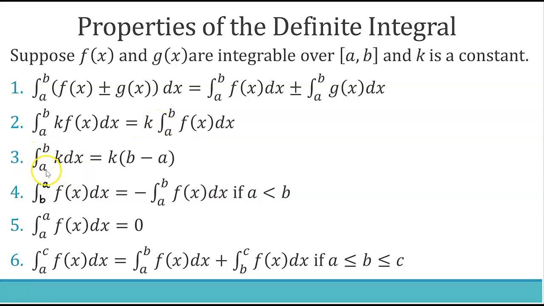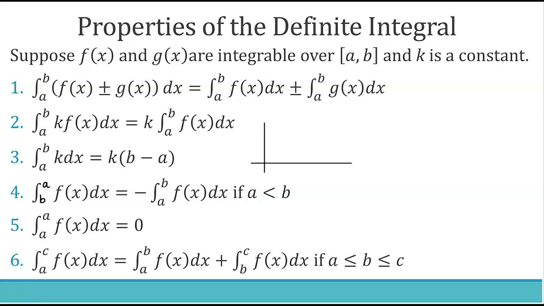Number 3 tells us that the integral from a to b of a constant, just completely by itself, dx, is equal to this formula here, k times b minus a. So we're subtracting those limits of integration times k. I like to just show graphically what this represents, because it's like, well, where is this formula coming from? It's actually very intuitive if we draw the graph.